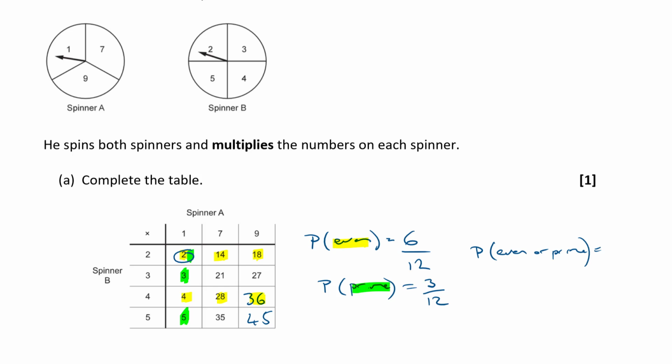So the probability that it's even or prime should be that 2, the 3, the 4, the 5, the 14, the 28, the 18, and the 36. How many is that? That's 1, 2, 3, 4, 5, 6, 7, 8. So it's not 9 out of 12. It should be 8 out of 12. And the reason he's got it wrong is he's double counted 2.